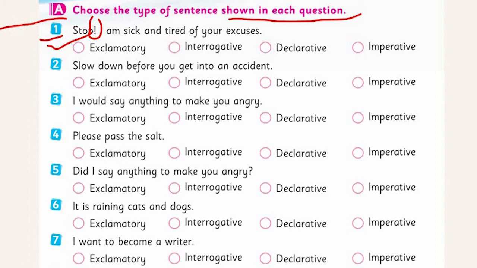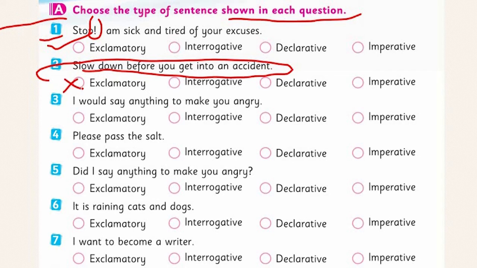Look at the second one. Slow down before you get into an accident. This is an opinion statement here. So what will it be? Not exclamatory, we don't have any feelings or exclamation mark here. Interrogative, no, we don't have any question mark. Declarative or imperative? No, it's not declaring anything. So it's an imperative sentence. Yes.